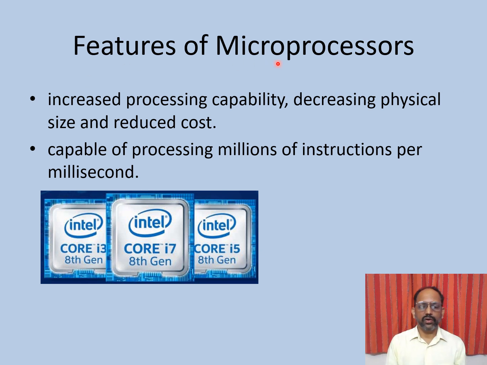What are the features of microprocessors? The processing capability of any microprocessor, that is nothing but the computational speed of a microprocessor, depends on the kind of microprocessor used in your computer system. The microprocessor is capable of processing millions of instructions per millisecond. The speed of a microprocessor is its clock speed, and it is measured in terms of kilohertz, megahertz, and gigahertz.